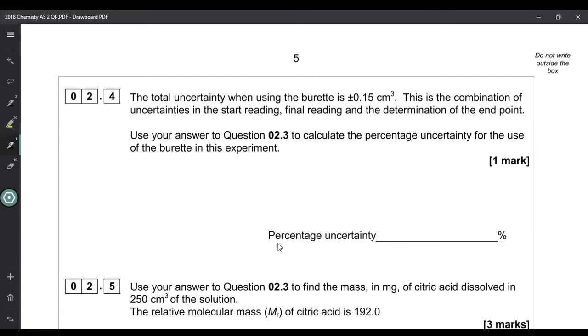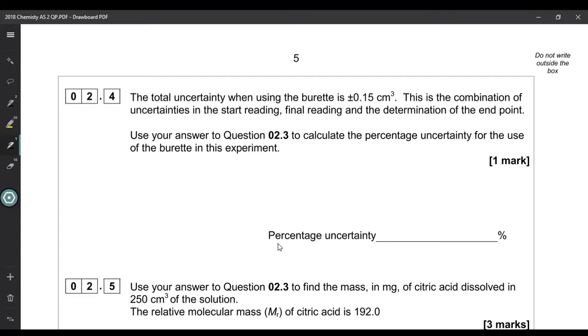Right, 2.4 says the total uncertainty when using the burette is plus or minus 0.15 cubic centimeters. This is a combination of the uncertainties in the start reading, final reading, and the determination of the endpoint. Use your answer in part 2.3 to calculate the percentage uncertainty for the use of the burette in this experiment.